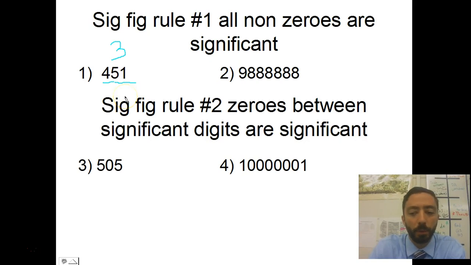The second rule is called the sandwich rule. At least that's what I call it. And the sandwich rule says that if you have a 0 between non-zeros, that 0 is also significant. So the 5 is a significant digit because it isn't a 0. Same is the case for that 5. This one, because it's sandwiched, that 0 would also become significant. And so we have 3 significant digits here as well.